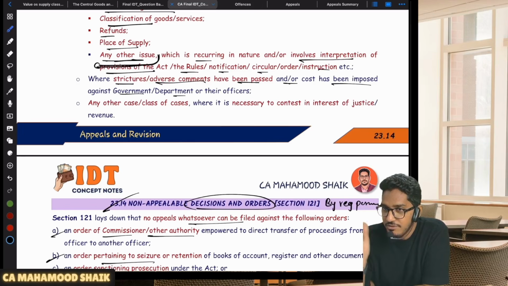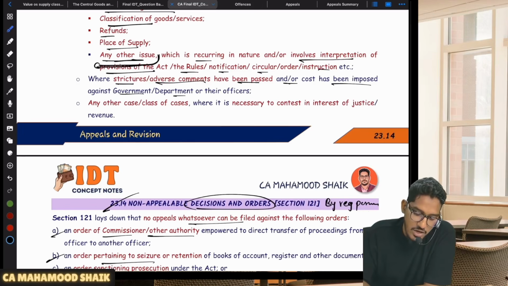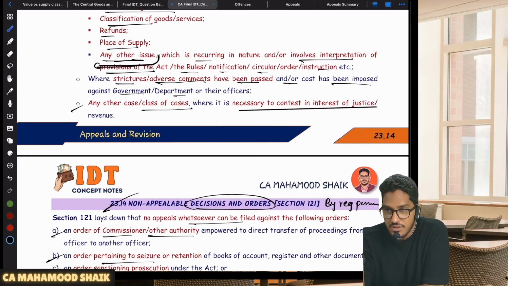Go to the next level of authority, GSTAT, High Court or Supreme Court, or any other case, class of cases where it is necessary to contest in the interest of justice or revenue. So justice is losing here if we don't go for appeal, or government's revenue is losing here if you don't go for appeal. If you find any strong stance, then also go there.